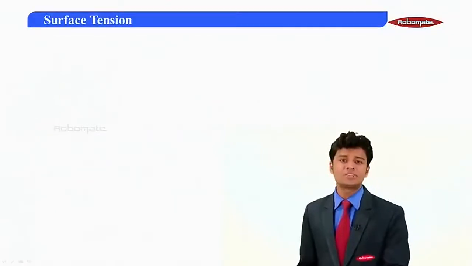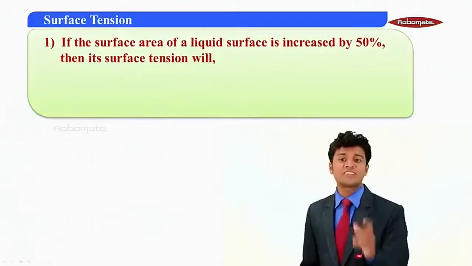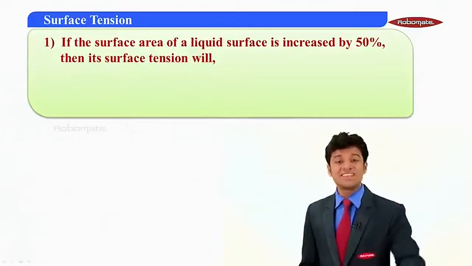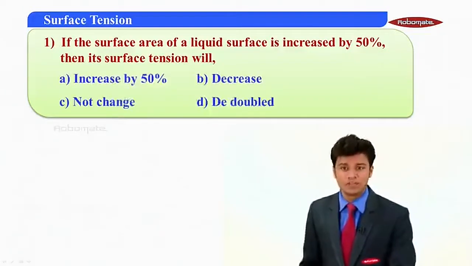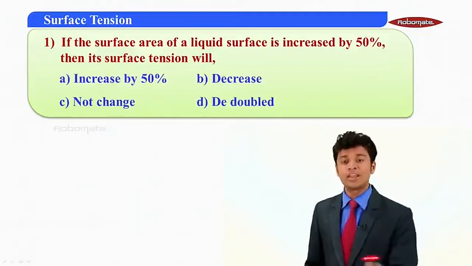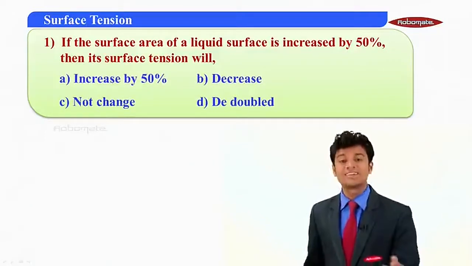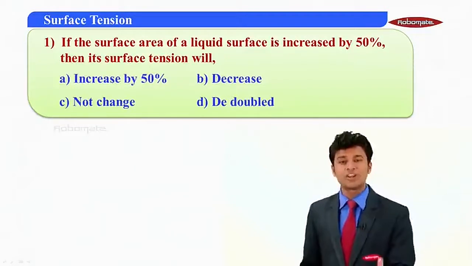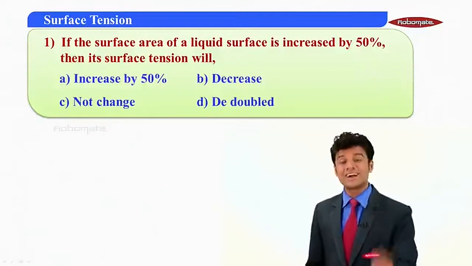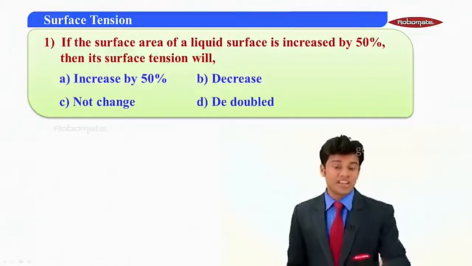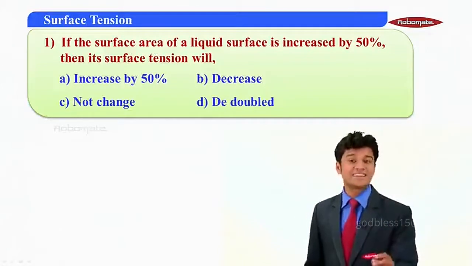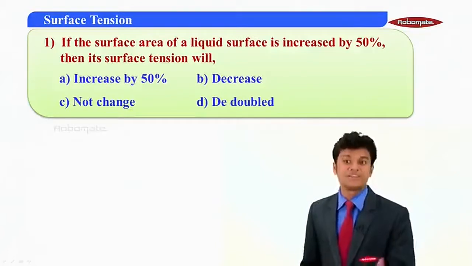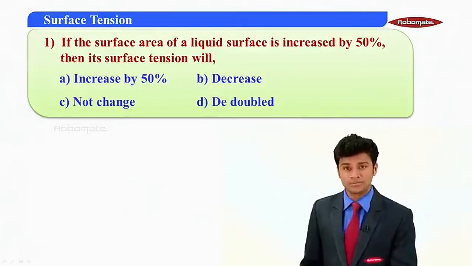The very first MCQ says that if the surface area of a liquid surface is increased by 50%, then its surface tension will. And the four options are increases by 50%, decreases, does not change, or it gets doubled. Let us again read the question, class. If the surface area of the liquid surface is increased by 50%, then its surface tension will.